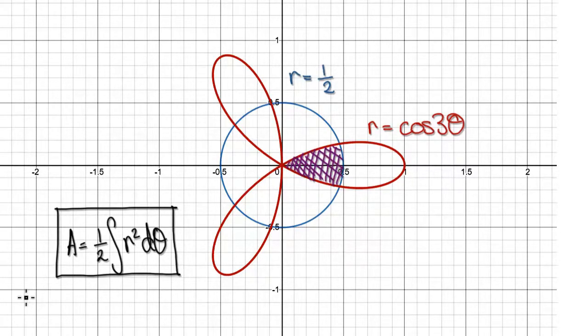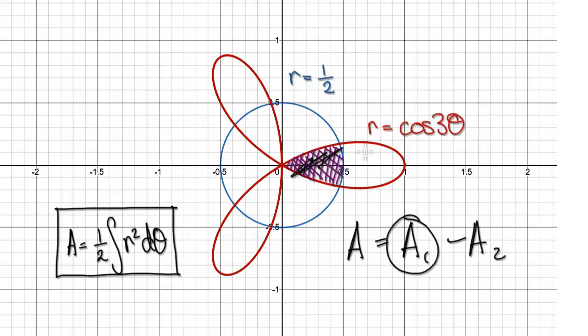Okay, so to do this, we are going to work out the area of one whole petal, which we are going to call A1. And then we are going to take A1 and take away this area here, which we are going to call A2. So our intended area is equal to A1 take away A2. So let's try and concentrate on working out the area of one whole petal.